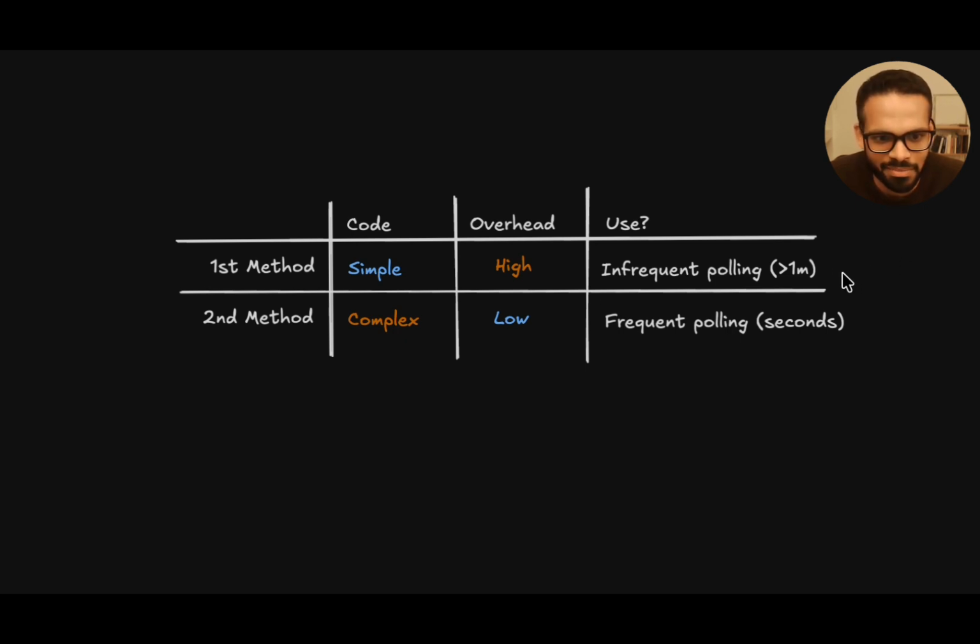Here's my rule of thumb. Polling every minute or more? Use method 1. The overhead doesn't matter. Polling every few seconds or faster? Use method 2. You'll save resources. Not sure? Start with method 1. It's simpler and you can optimize later.